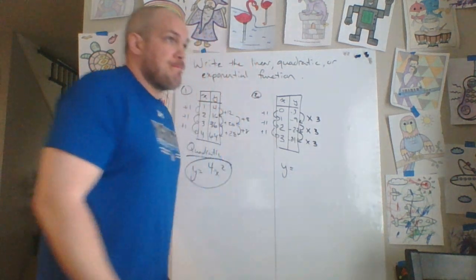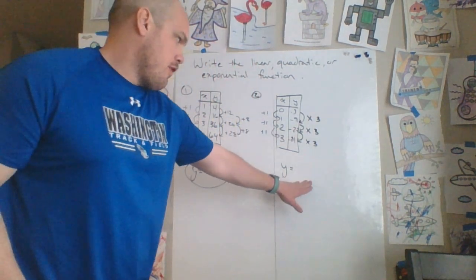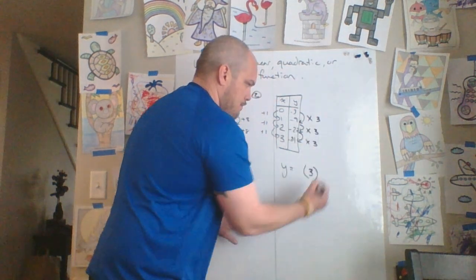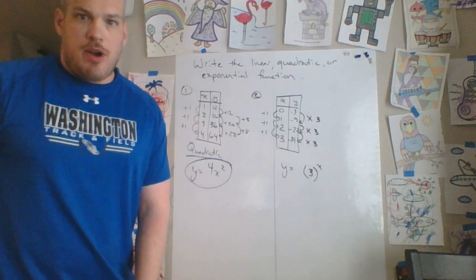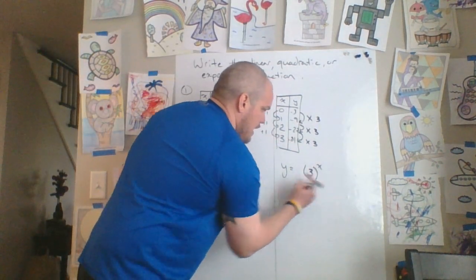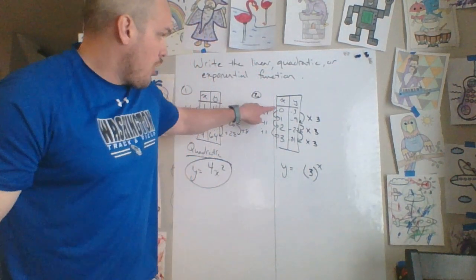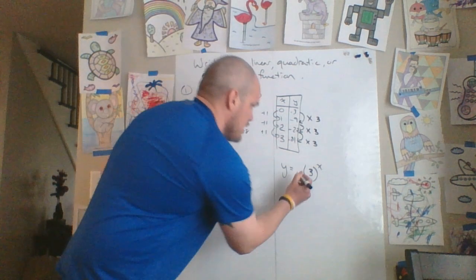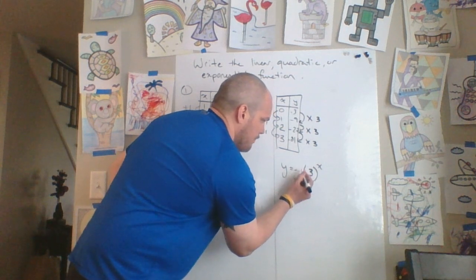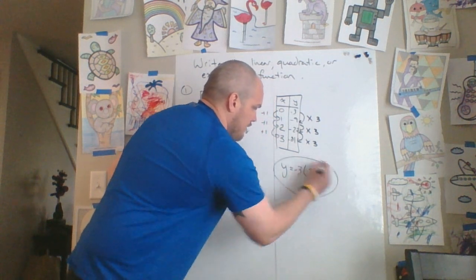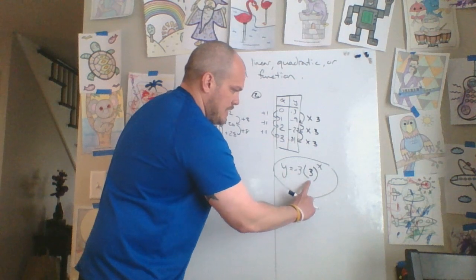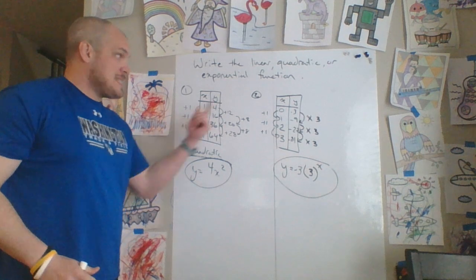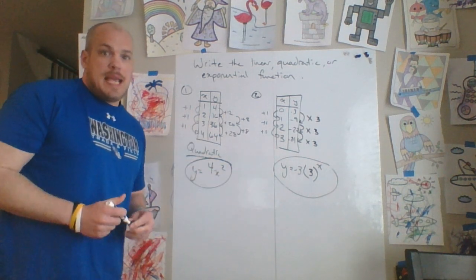When we write exponential functions, we know that our base is our common ratio. Our exponent is going to be our variable of x, and our a value is our initial value, which is when x is equal to 0. When x is equal to 0, it is -3, so my a value here is -3, so my function is y equals -3 times 3 raised to the x power. So that's the difference between quadratics and exponentials when we look at a table.